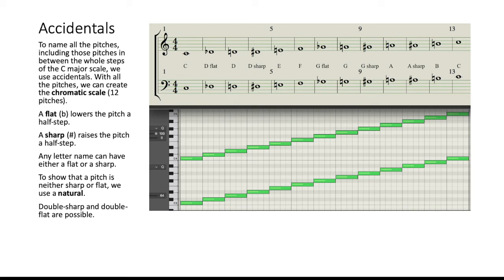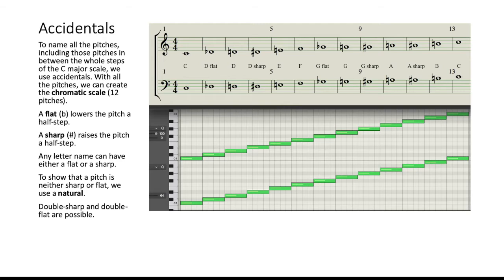To name all the pitches, including those pitches in between the whole steps of the C major scale, we use accidentals. With all the pitches, we can create the chromatic scale, which has 12 pitches. A flat symbol lowers the pitch a half step. A sharp symbol raises the pitch a half step.